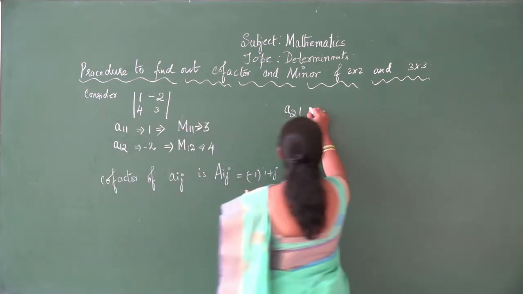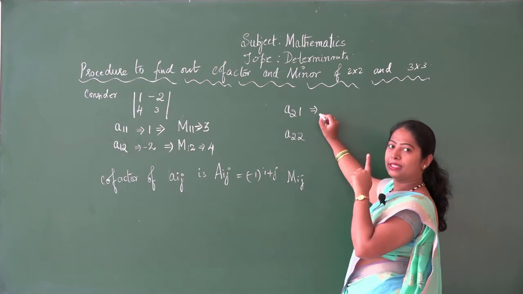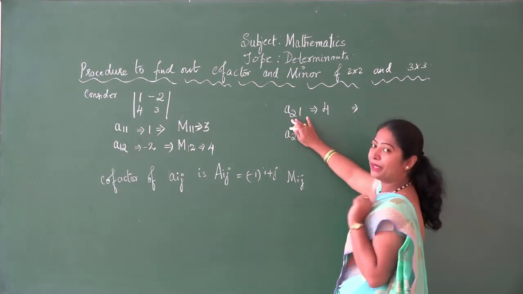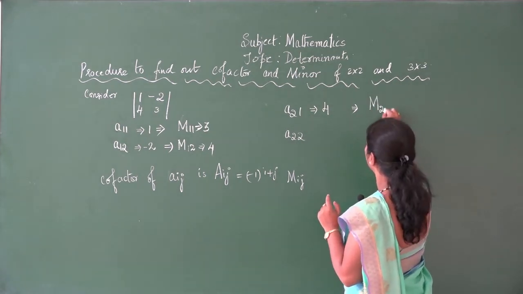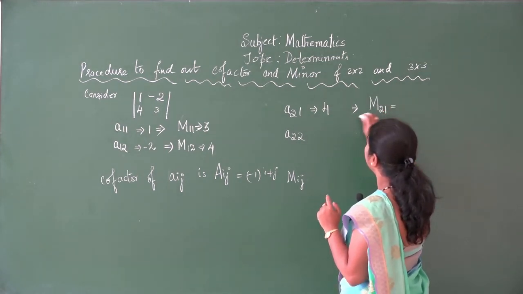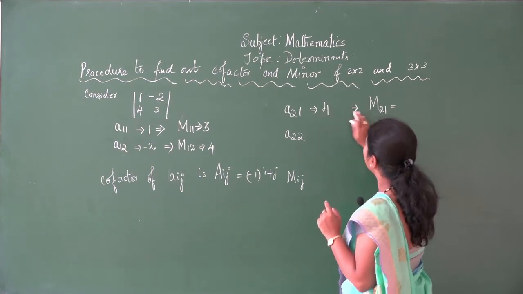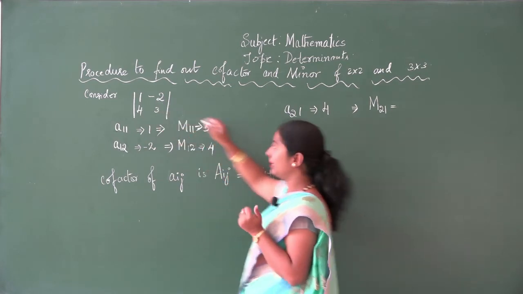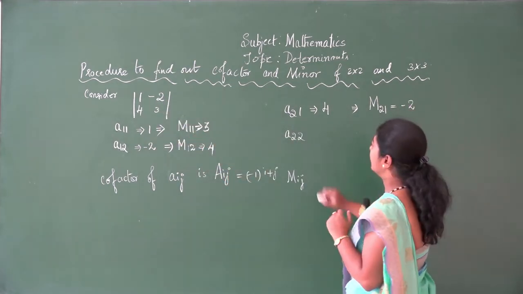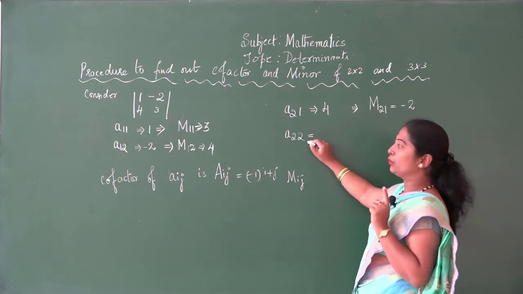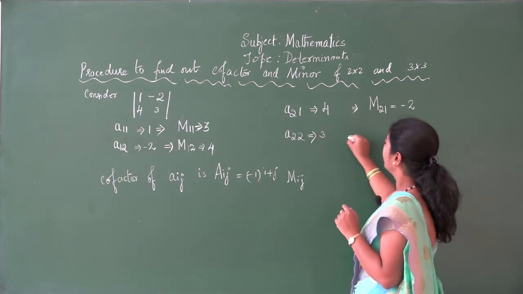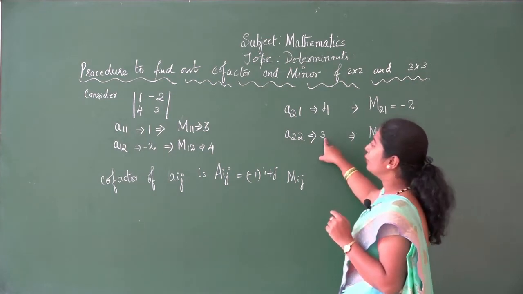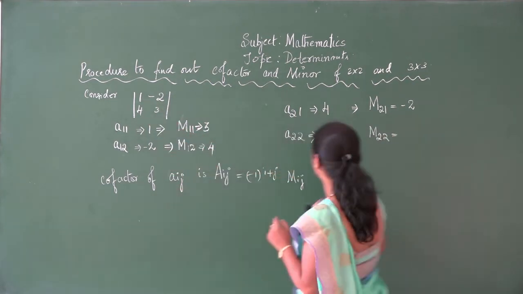Similarly, a21, second row, first column, 4. How do we denote the minor of this element a21? M21. Which is the minor of 4, that is the element opposite to 4, is nothing but minus 2. Similarly, which is the element a22, that is nothing but 3. And its minor is denoted by M22. What is the minor of an element 3? Opposite to element 3 will be 1.